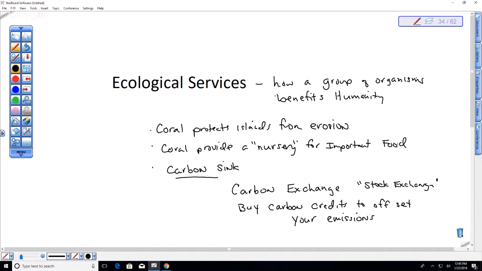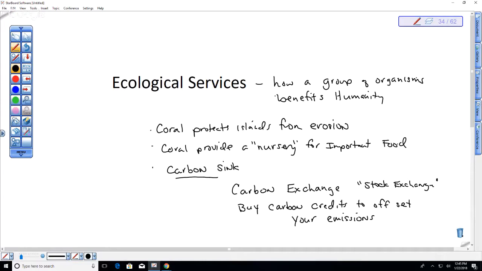So if you were a corporation and you were burning fossil fuels to produce energy, they figure out how much carbon you're emitting into the atmosphere, and then they would have you give them money, or they might have you buy a piece of rainforest or buy a coral reef, and that would offset your emissions. So regulating it in this fashion, the carbon sink and taking in carbon has a monetary value. Can you think of any other value besides these ones that I put up here that a coral reef might have?